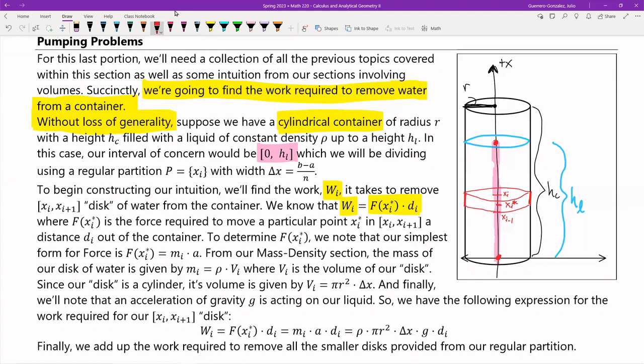I need to find the distance that the ith disk is going to move. That ith disk is going to move a distance d_i. If you think about it, it's going to be from here all the way up to here. This is my d_i. So the explanation here is this: I need to grab this disk right here and completely pop it out of my container. The distance it has to travel is d sub i.